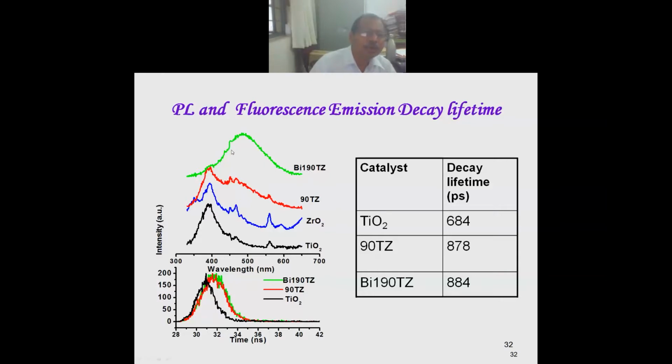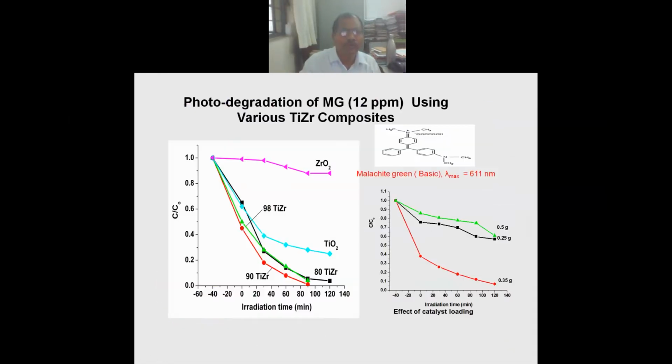There is a shift towards the higher wavelength, and again there is an enhancement of the lifetime. This is obtained from the fluorescence decay curve. For the bismuth-doped TiO2 ZrO2, it is 8.4 nanoseconds, and it is less for the other components. So there is an enhancement in the lifetime of this catalyst, the bismuth-doped composite.